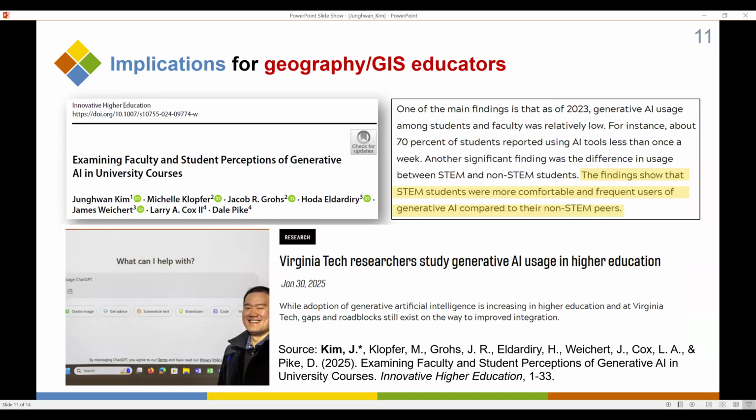Perhaps enhancing AI literacy is more important for geography and GIS education, where many students might not have strong engineering backgrounds because of this STEM and non-STEM divide in AI. In my recent study that surveyed about 900 students at Virginia Tech, there was a strong gap between STEM students and non-STEM students regarding AI use, their comfortableness to use it, and so on. Again, given the fact that AI would become more important for preparing our students for the future workforce, it is critical to bridge the gap by promoting geography and GIS students' AI literacy.